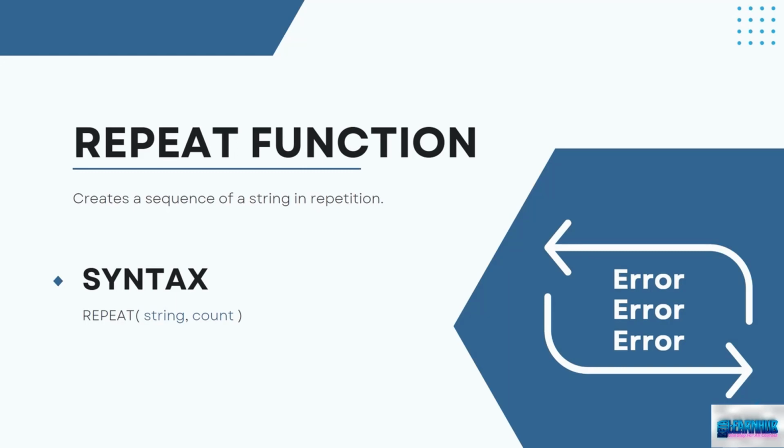PostgreSQL has the REPEAT function to create a sequence of a string in repetition. Its syntax is REPEAT(string, count), where string is the string or field to be repeated, and count is the number of times to repeat the string. If count is less than 1, the function will output an empty string.